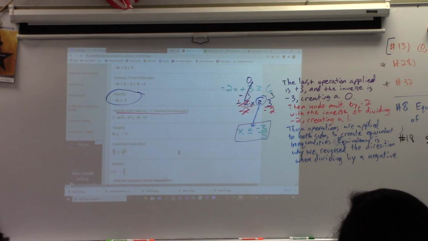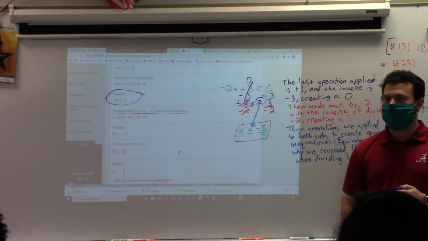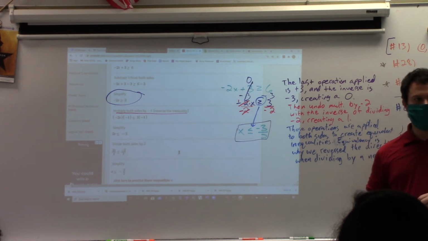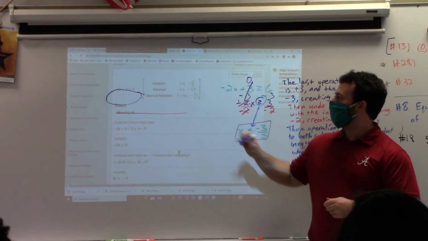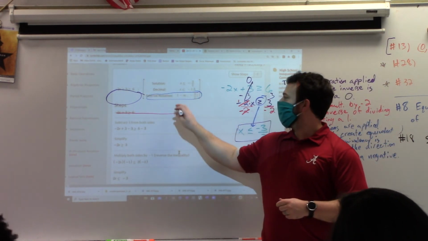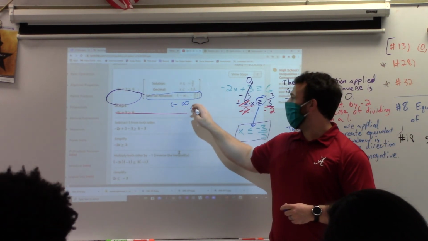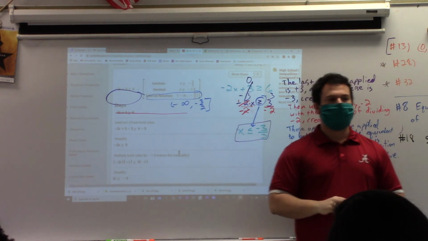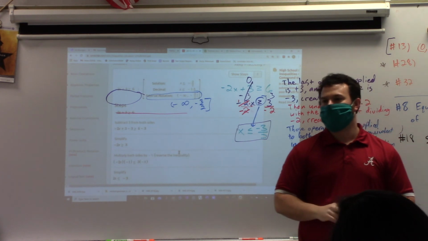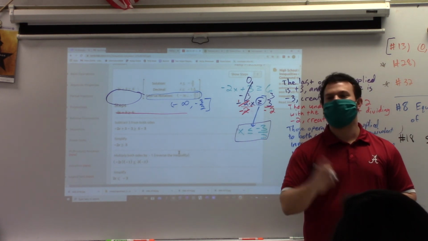Now, I do want to point out, do I ask you to put your solutions in interval notation ever? Or do I ever ask you to put it in interval notation? Oh, yes I do. So there's your interval notation. It's given to you. So what would you have to do? Nothing. False. You have to justify it.